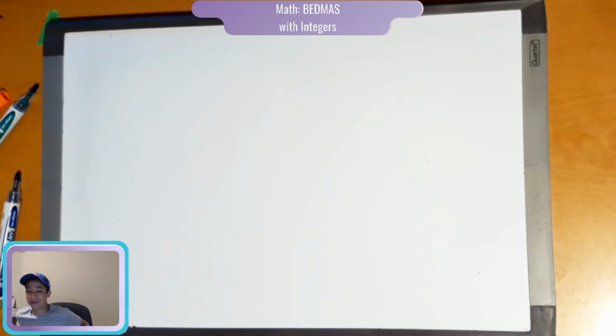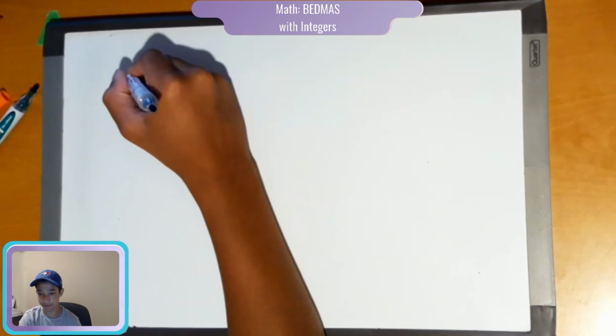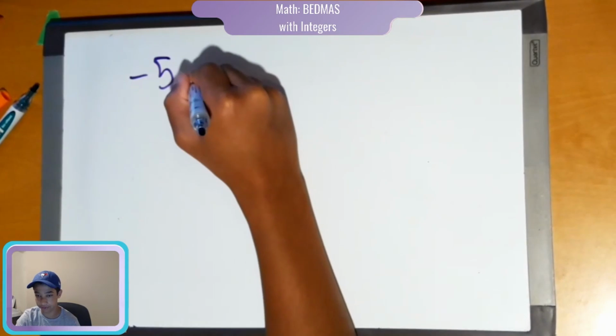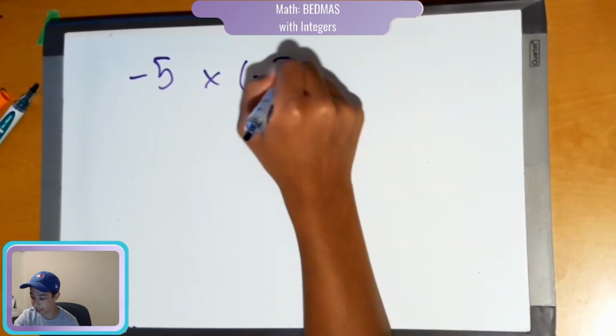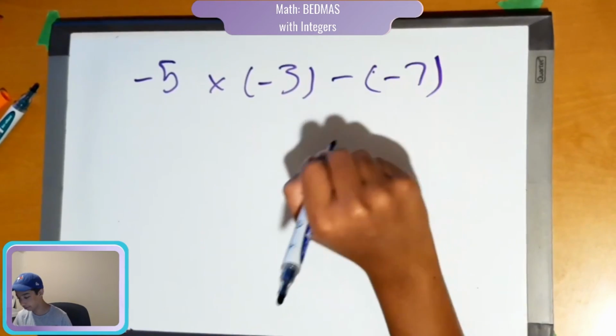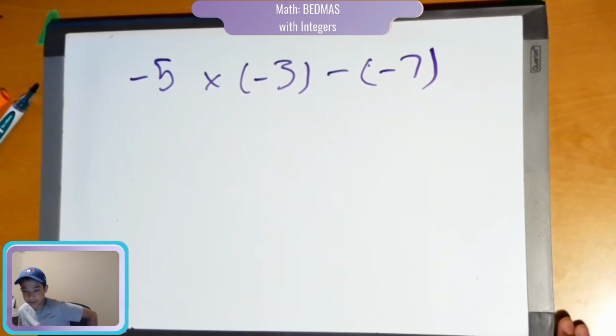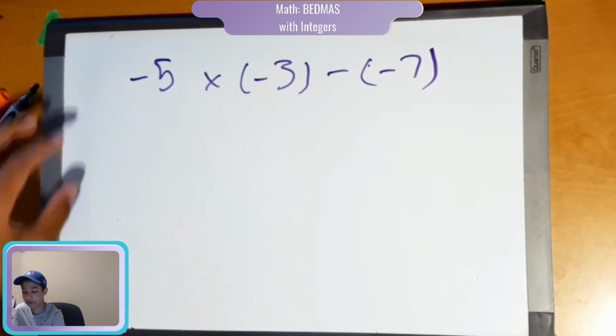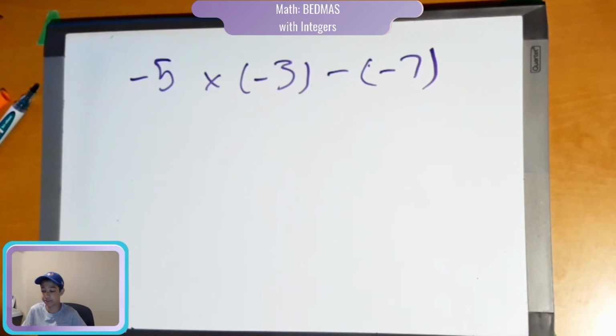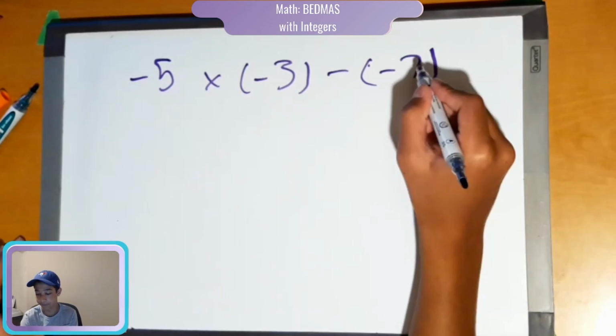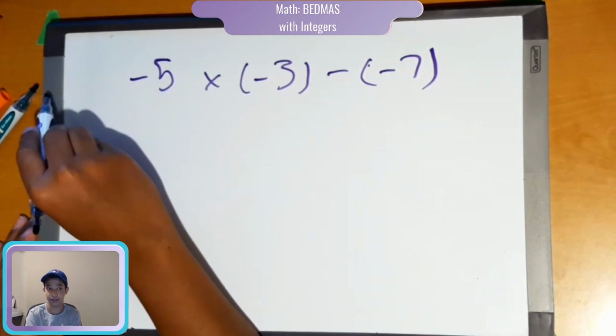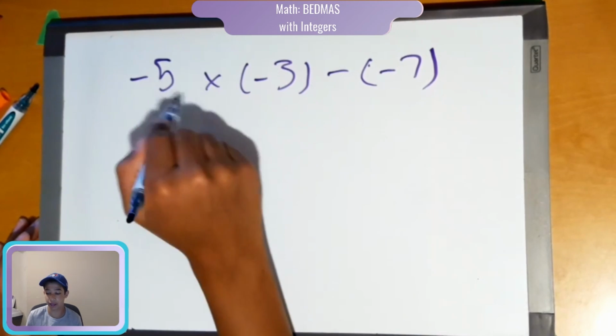Now, let's try one. -5 times -3 minus -7. Because BEDMAS says that multiplication comes before subtraction, we have to do this part first. But even if the -7 was over here, we would still have to do this part first.